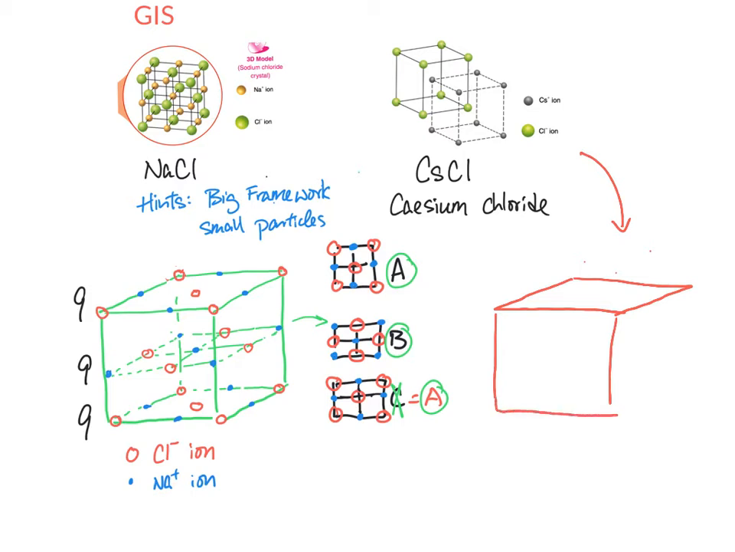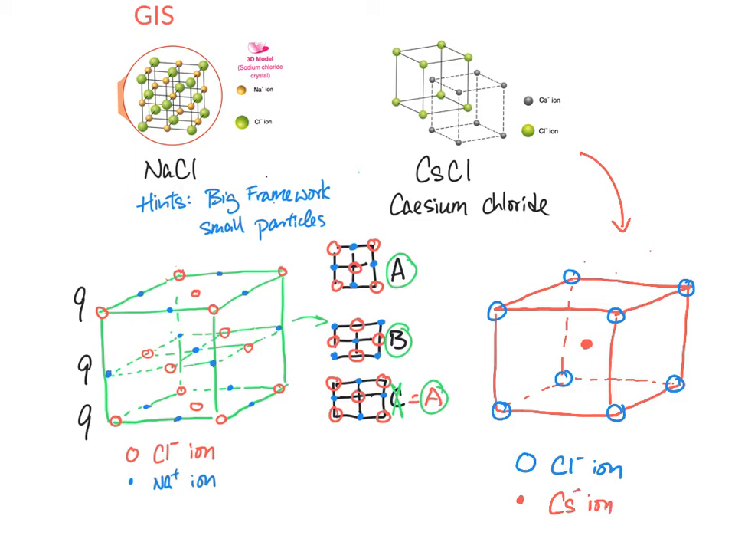Again, you have the giant framework. This one will be very simple: just all the corners, 8 of them. So this is a big circle. Again, it has to be the anion, so I'll just write it like this. Then the small one will be right in the center. So this one will be the Cs ion. Sorry, it's positive. So this is how it looks.